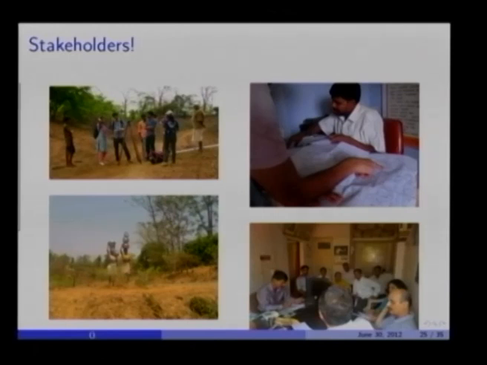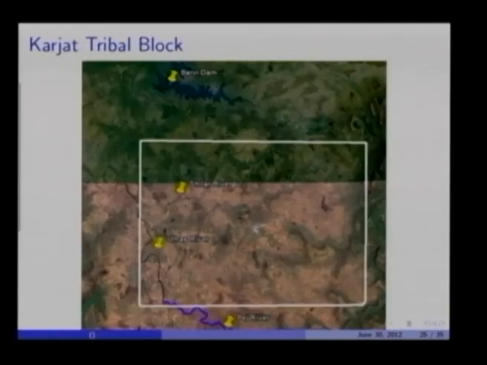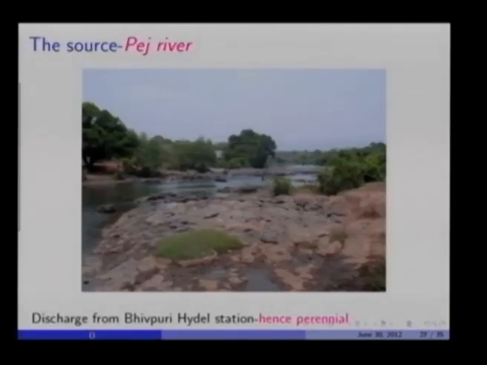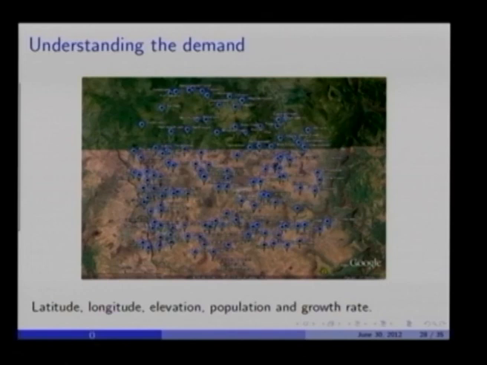We went, talked to the people, met with some NGOs, talked to the engineers, and so on. Then this is our target area, this is our source, and these are the 70 villages and habitations to be served. For each village you have to know its population and its growth rate, so that 30 years hence you know what the demand is going to be, at 40 LPCD. You need the lat, long, and elevation of each point, and the demand. So now you are ready for a mathematical problem.